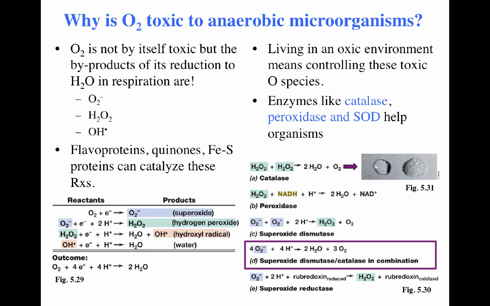So the cell now, if it's able to get rid of the dangerous superoxide, now has to deal with the hydrogen peroxide generated by superoxide dismutase. That's why superoxide dismutase often works together with catalase to get rid of the superoxide ions. So here in number 4, in the purple square, you can see that.